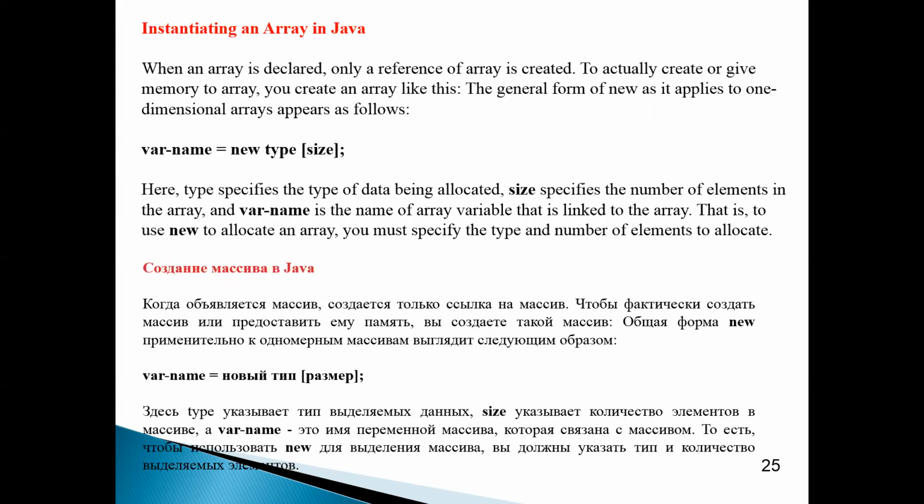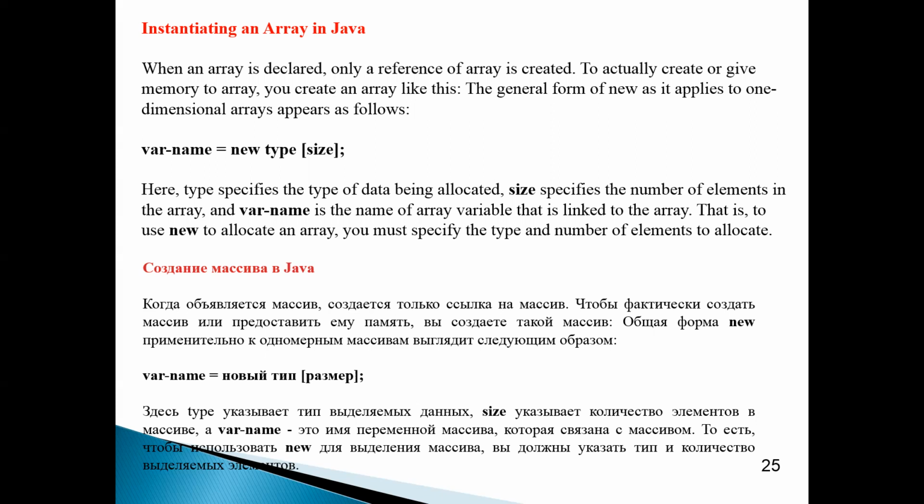It presents the following information. Instantiation of an array in Java. When an array is described, only a reference of the array is created. To actually create or give memory to the array, you create an array like this. The general form of new as it applies to one-dimensional arrays appears as follows. Var name equals new type and size. You can see size in square brackets.